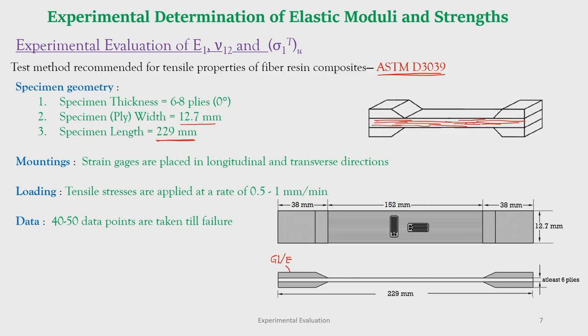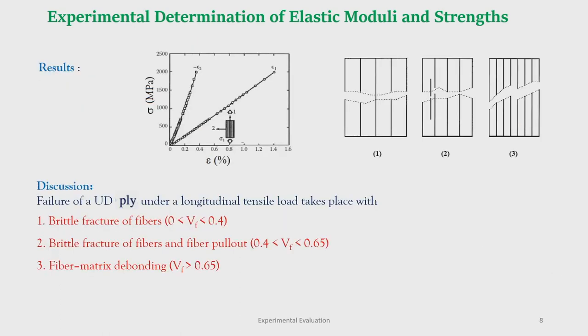Now, when it fails, we have the stress-strain readings and they are plotted as shown here. This is epsilon 1, the reading of the strain gauge along the longitudinal direction, and this is epsilon 2, the transverse reading. It is given as minus because when you apply tensile stress along one direction, there will be negative strain in the transverse direction. So, the stress-strain curve is obtained.